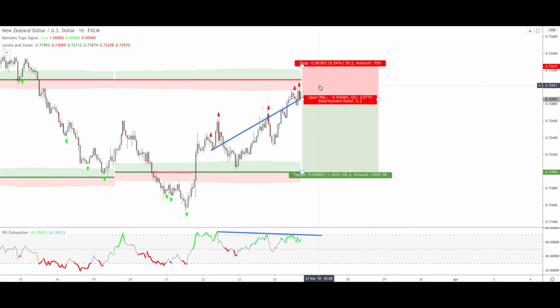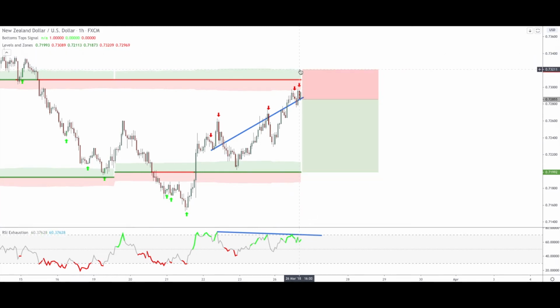Regarding the stop loss, depending on how risky you want to be, you can set it here, which is at the current buy area, the end of the buy zone. Here the green area is the buy zone. This is a very conservative approach.